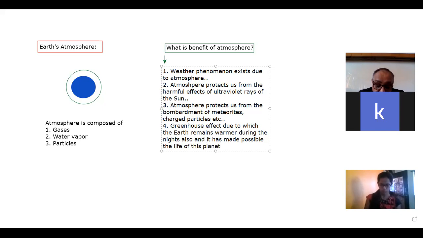So this is the next important thing, the role of the atmosphere. Apart from that, it is important in the distribution of temperature throughout the globe. So these are some important implications or benefits of the atmosphere. There may be many other benefits, but for us, I think only this part is sufficient to be discussed here. So that is the issue now.